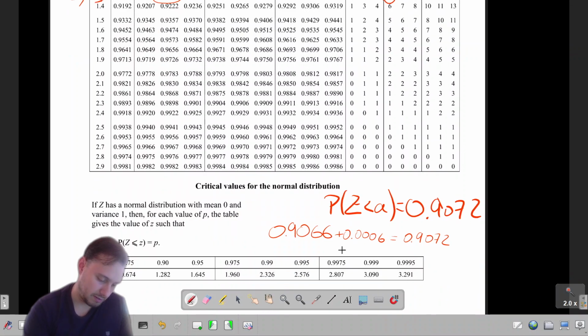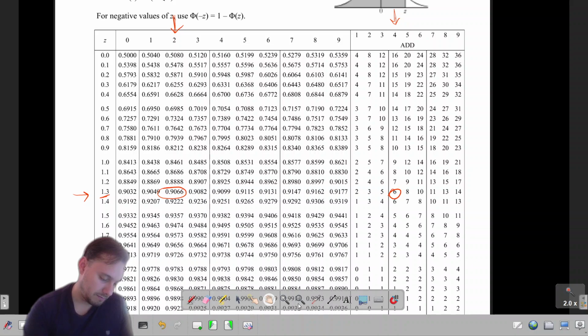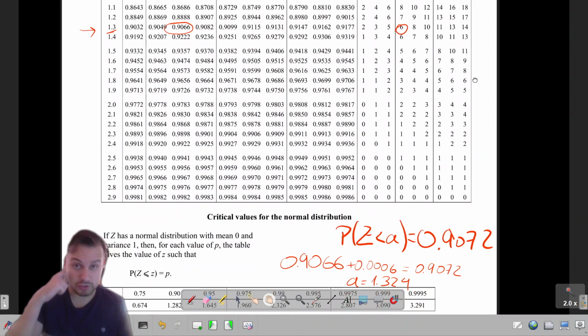I'm going to write it down here. My A is 1.324. Why is it 1.324? Because it's 1.3 from here, then the 2, and then the 4. Okay, it's a very interesting exercise to do.